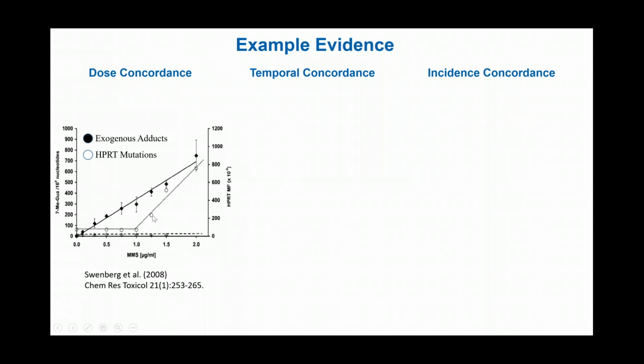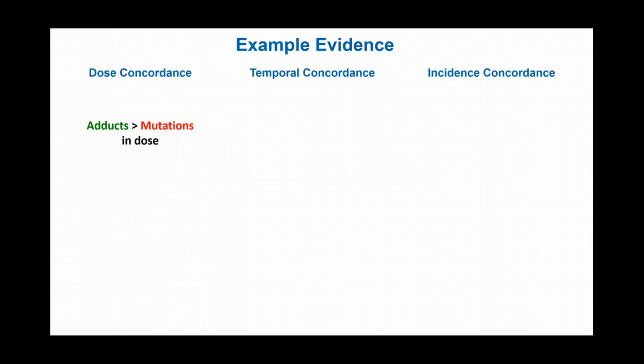You were about to say threshold. I wasn't going to say threshold. It's a break point. It's nonlinear. So it's not until we overcome the AGT that we begin to see these increases in mutation frequency. And so this provides an excellent example of how adducts occur earlier in dose than mutations. So, a perfect example of dose concordance.